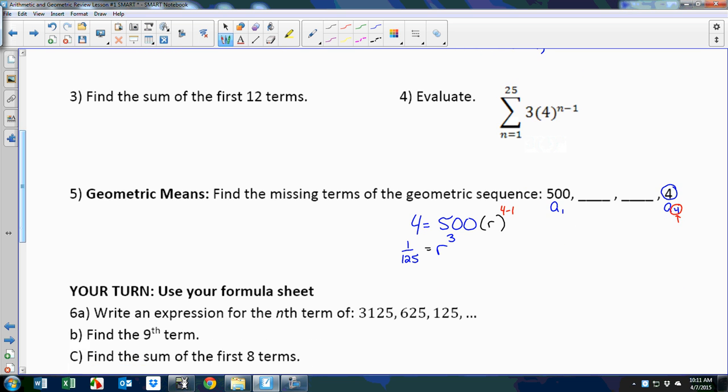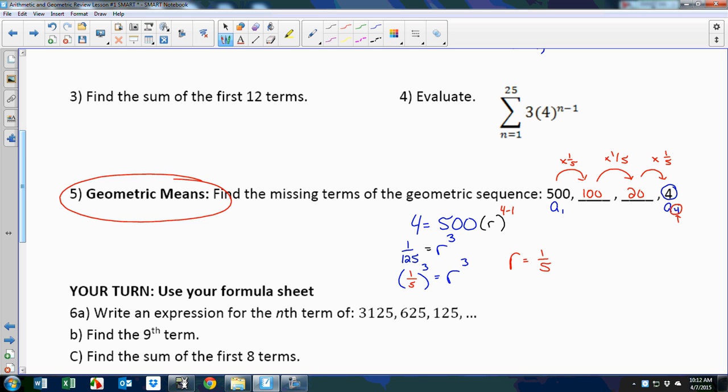Then it becomes a hunt for the missing R. What is the thing that you would cube to make 1 over 125? Well, you would cube a fraction: you would cube a 1 to make 1, and you would cube a 5 to make 125, so 5 in the bottom. Your R is the fraction 1/5. We'll test that out by multiplying 500 times 1/5. We'll get 100. Then we'll multiply the 100 times 1/5 and get 20. Do it one more time just to make sure: 20 times 1/5, we get 4. So the two geometric means in this problem are 100 and 20.